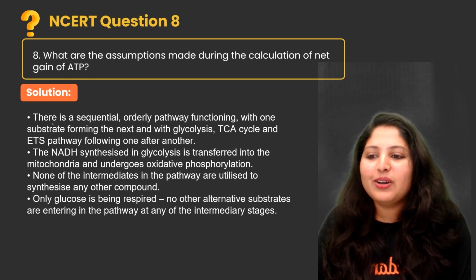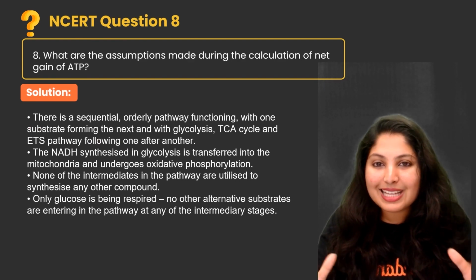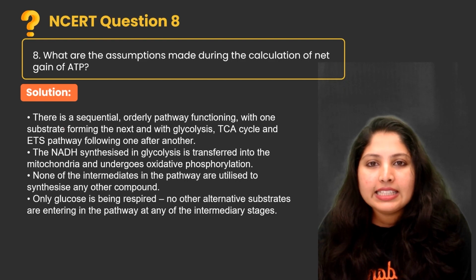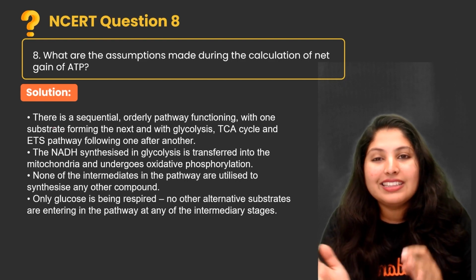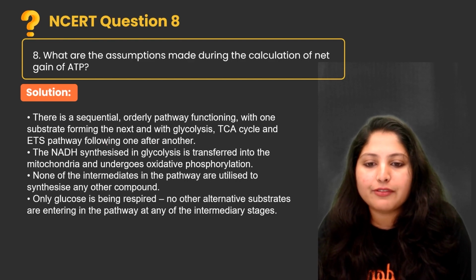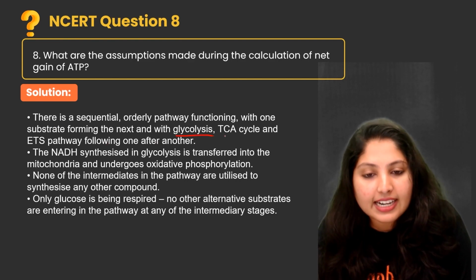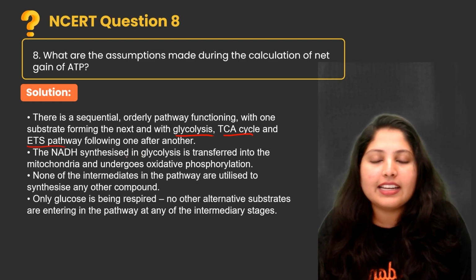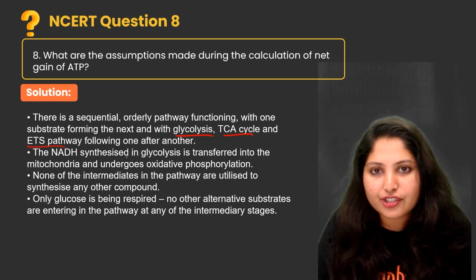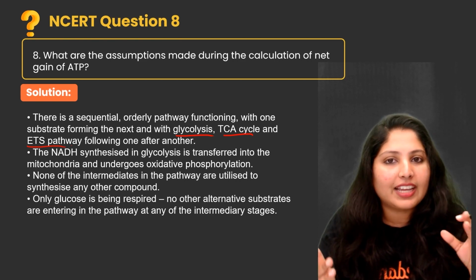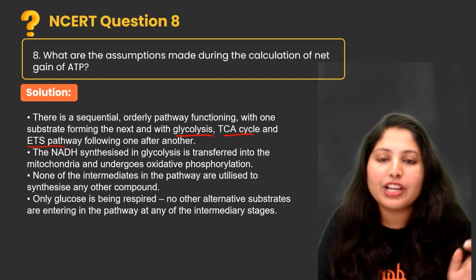So, the assumptions are, first one, this sequence of events should be sequential. That means first we have to see glycolysis, after that the TCA cycle, and later ETS, and finally oxidative phosphorylation. But in an actual living organism, we can't see this sequential manner.